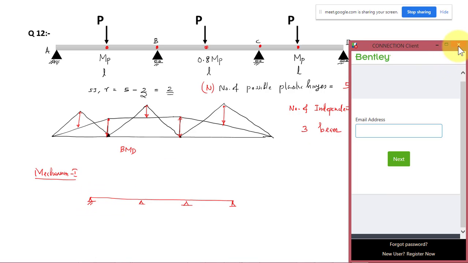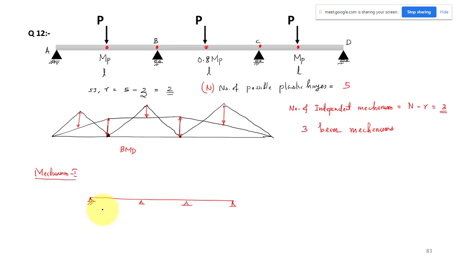So the failure mechanism will be like this. One plastic hinge will be here and one plastic hinge will be here, and this is my collapse load PC. In the remaining spans BC and CD there is no change and no failure, and the plastic mechanism has formed only in span AB. So in ABCD, your AB span is going to fail. That is what the mechanism shows.